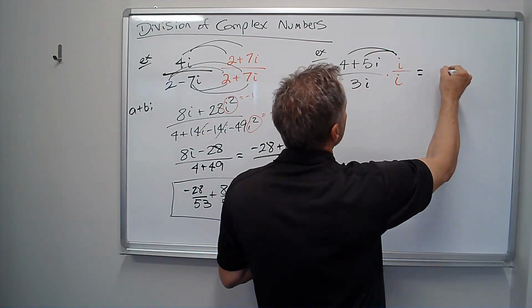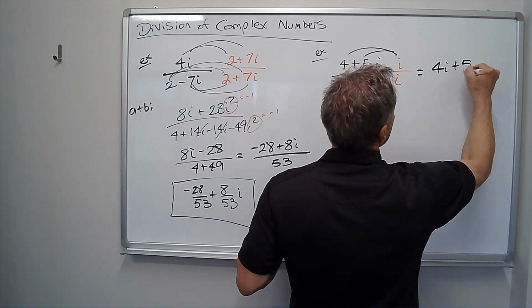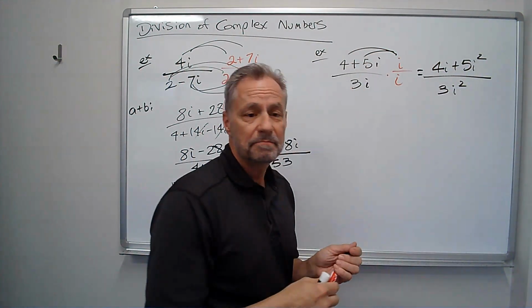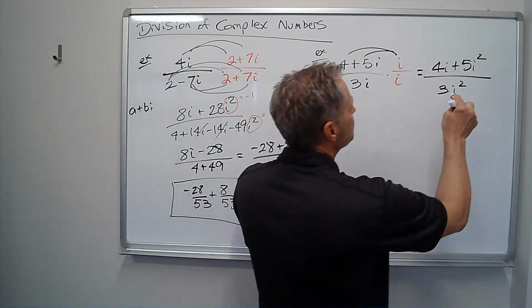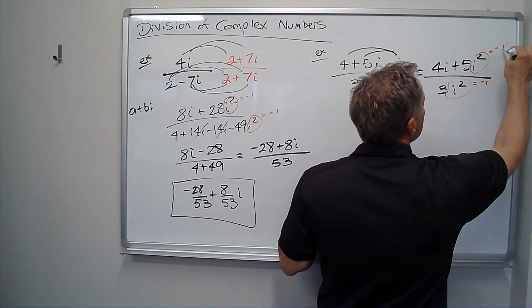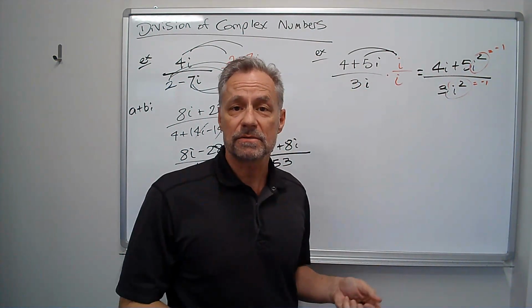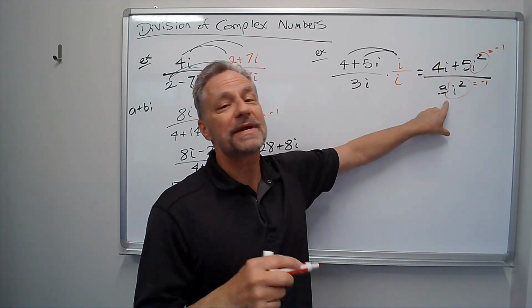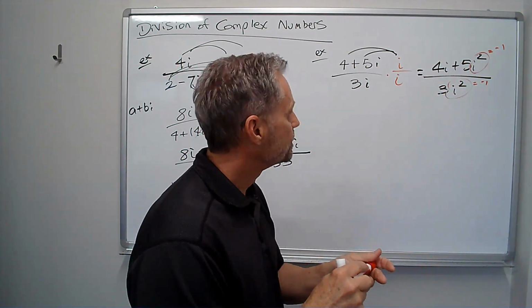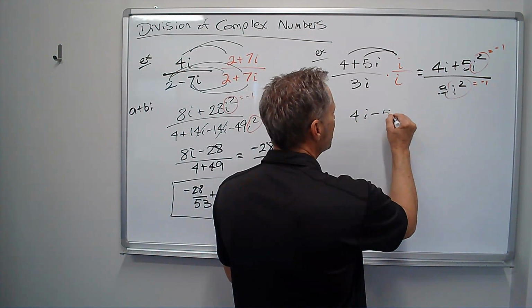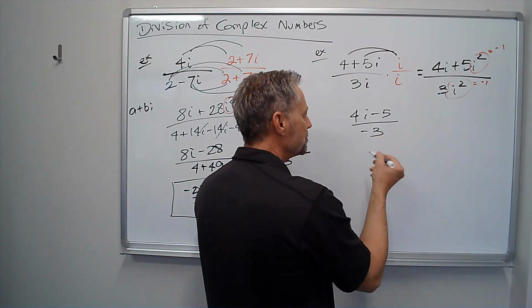So I do something similar here. I'm going to multiply that out. I get 4i plus 5i squared. And on the bottom, I get 3i squared. But remember, those i squareds are just negative 1s. Hopefully, in your head, either right away or quickly, you'll be able to say, oh, 5i squared, that's negative 5. 3i squared, that's negative 3. So what I have is 4i minus 5, and then minus 3 on the bottom.